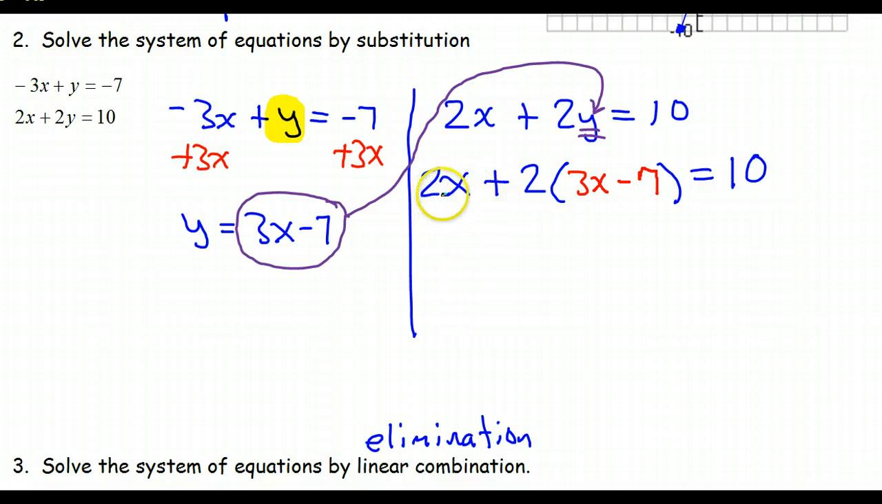So now notice I have all x's instead of x's and y's. So this is an equation that I can solve. Let's go ahead and do the distributive property. Having the parentheses sort of reminds you that you need to do that.